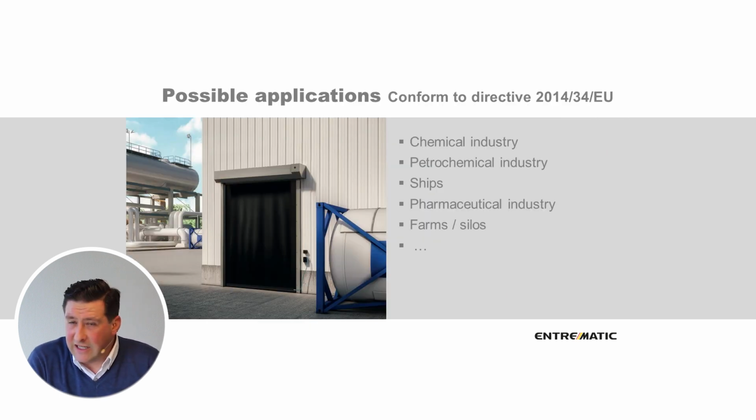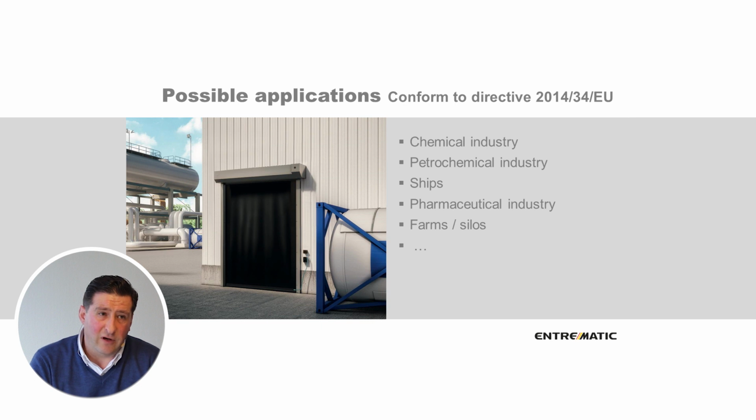Some of the possible applications, because we talked a little bit about ATEX, but also, okay, we need to know where we can sell this door. The typical applications or industries that everybody is thinking of are the chemical industry and the petrochemical industry. Yes, this is correct, but there is much more where our door can be an extra value. Can be on ships, but for certain also the pharmaceutical industry. They have in a lot of cases also an ATEX environment.